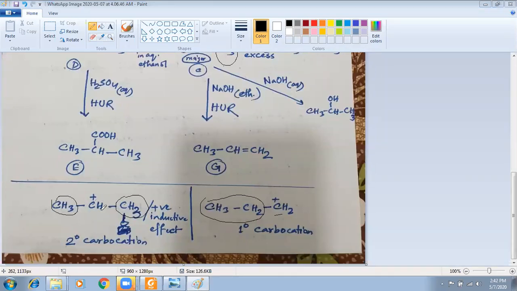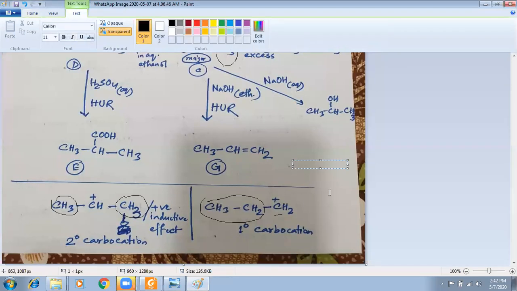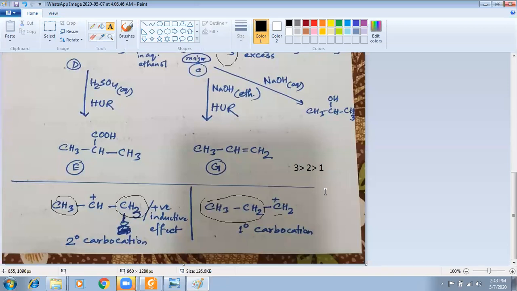As it has two alkyl groups, this is a 2 degree carbocation, and you know the stability trend, don't you? We know that the carbocation stability is 3 degree, 2 degree, and 1 degree. I cannot write the degree symbol, so I am using just 3, 2, 1. I hope you would understand. So this is the order of stability.